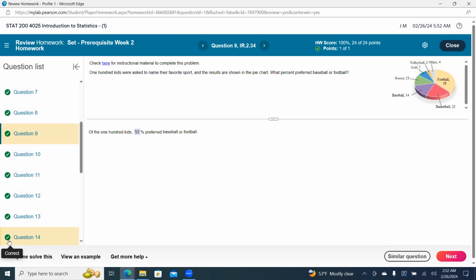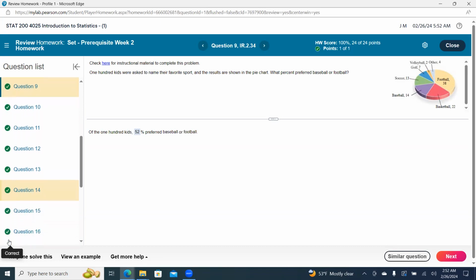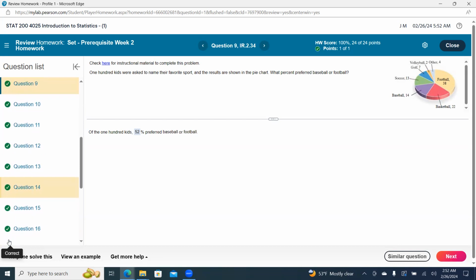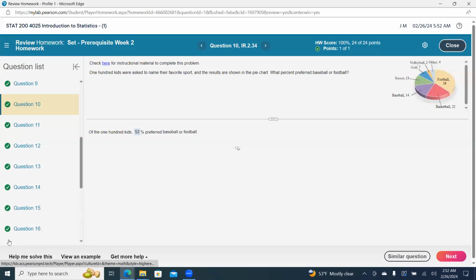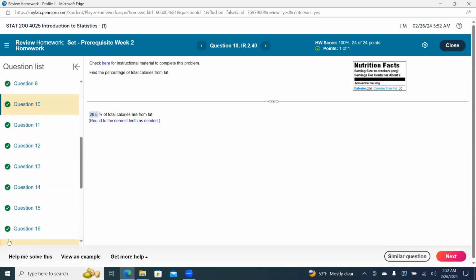Okay, so if they ask us something, oh, they want us to add. So preferred baseball or football. If we look at the thing, we have to add 38% plus 14. The pie chart is how you very often separate categories, basically bar chart or pie chart. So we like the pie chart. They'll give us little things to see if we can read charts pretty well. A lot of the course is about reading charts.